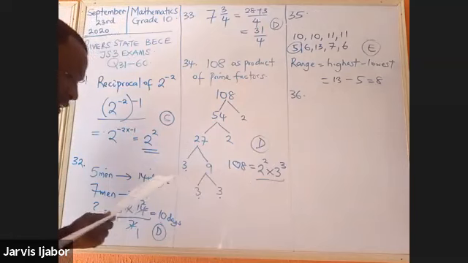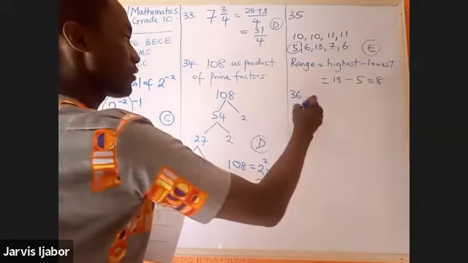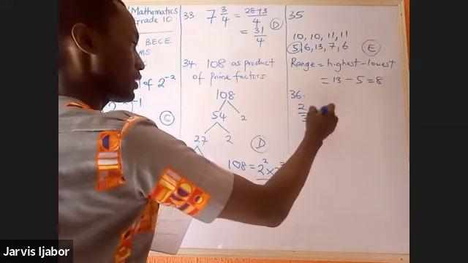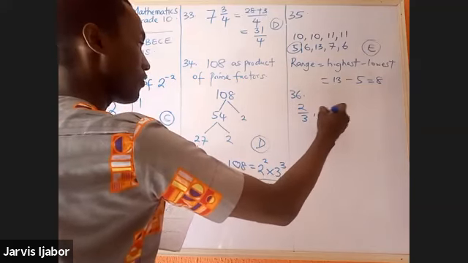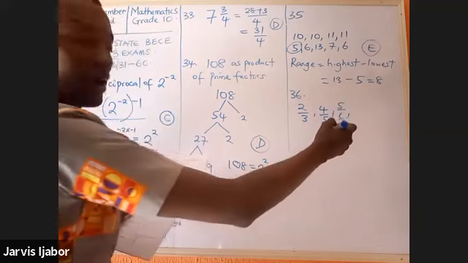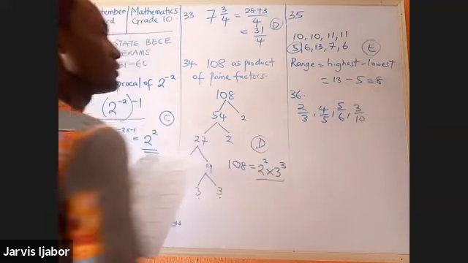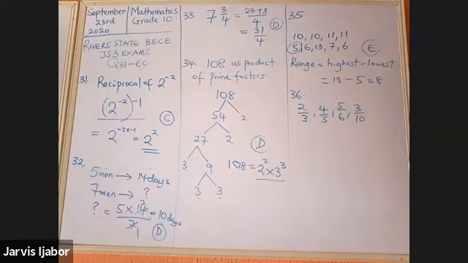Question 36. The lowest common denominator of, now what are the numbers given? You have 2 over 3, you have 4 over 5, you have 5 over 6, and you have 3 over 10. These are the fractions you have. I am told to look for the lowest common denominator.